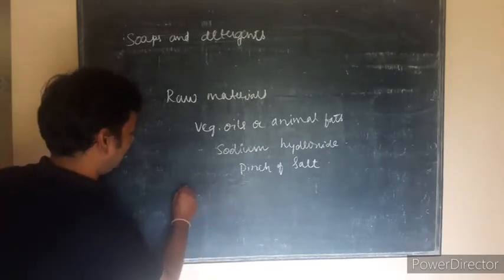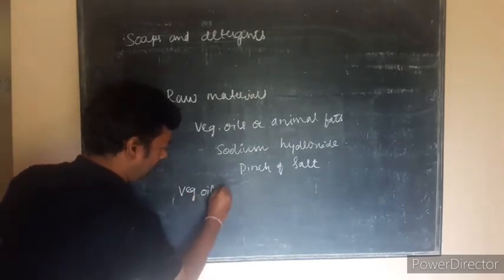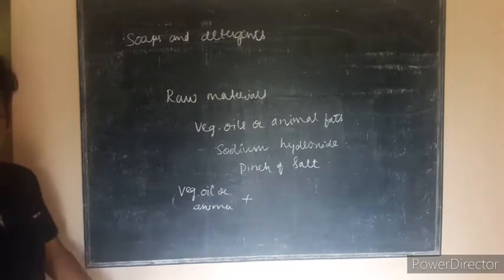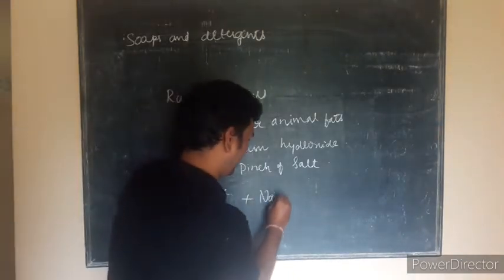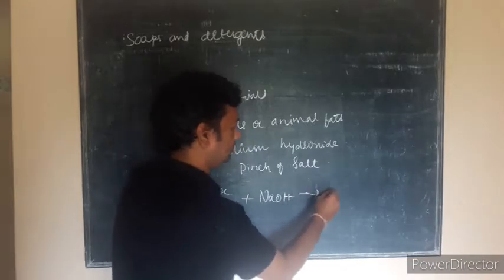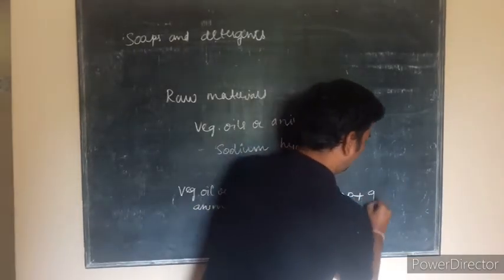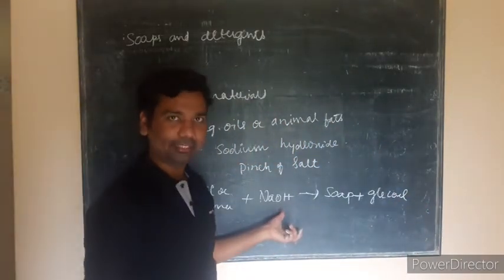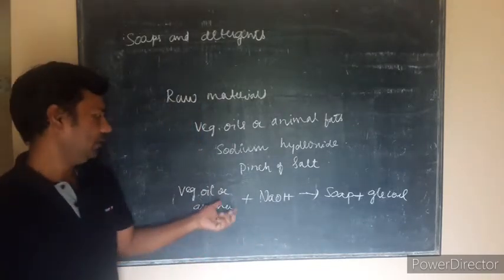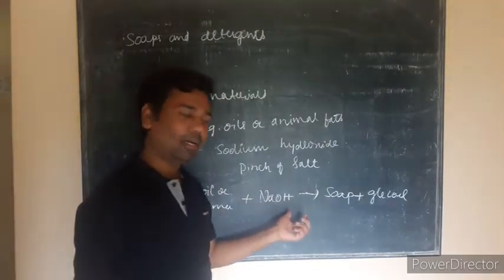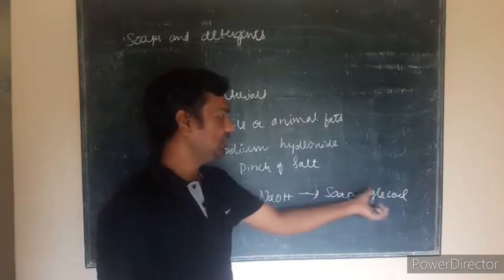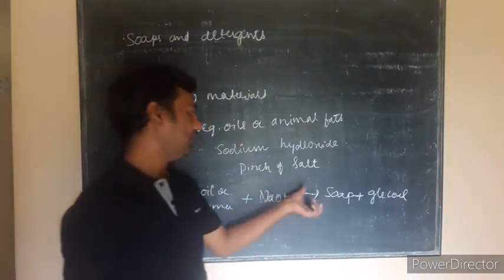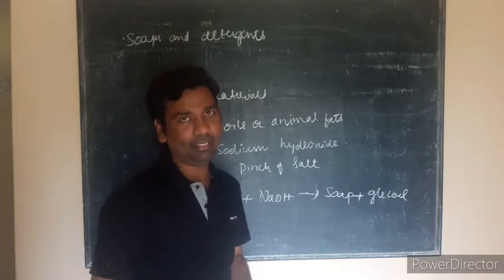So vegetable oil or animal fats combined with a base, that is sodium hydroxide, will give a soap plus glycerol. This reaction is considered as saponification. This is a general formula we have considered. So this preparation or formation is called saponification.